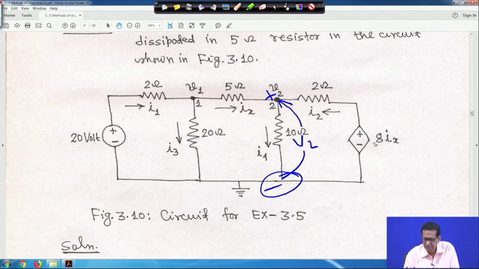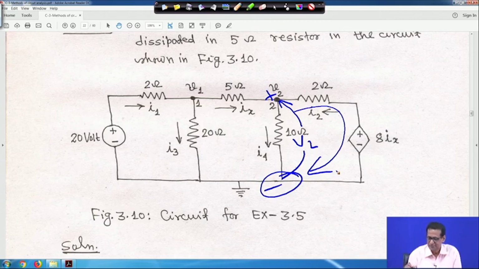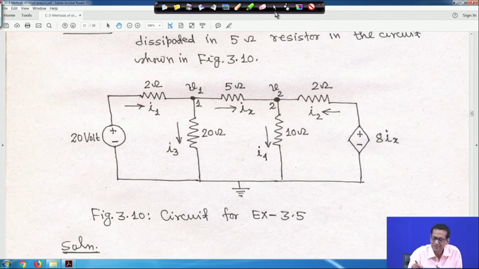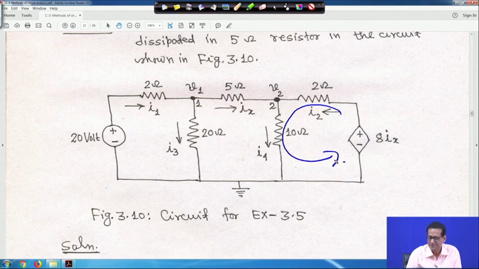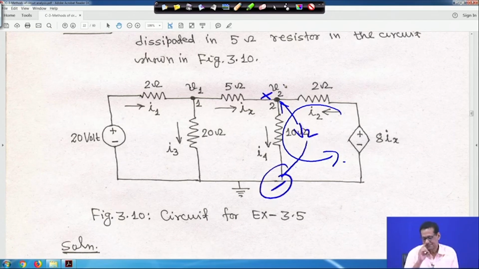In this case, you can move clockwise or anticlockwise, the way you want. But for simplicity I will take the loop in the direction of this current. Then things will be easier for you. This voltage is V2, this is minus and this is plus. If you do so, you are moving anticlockwise, the ultimate result will remain the same.